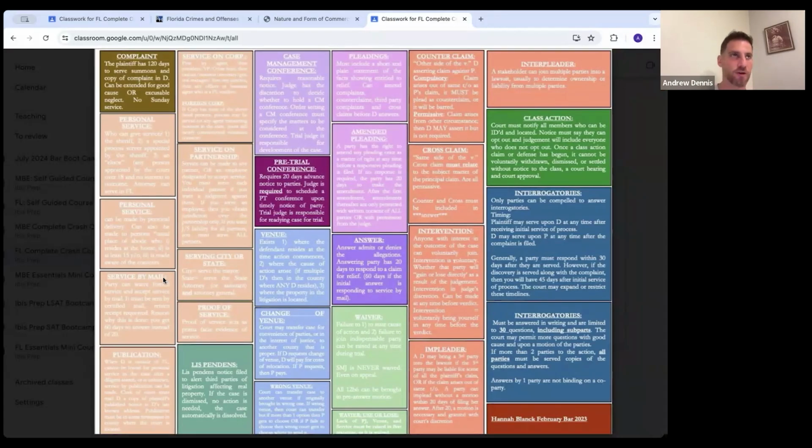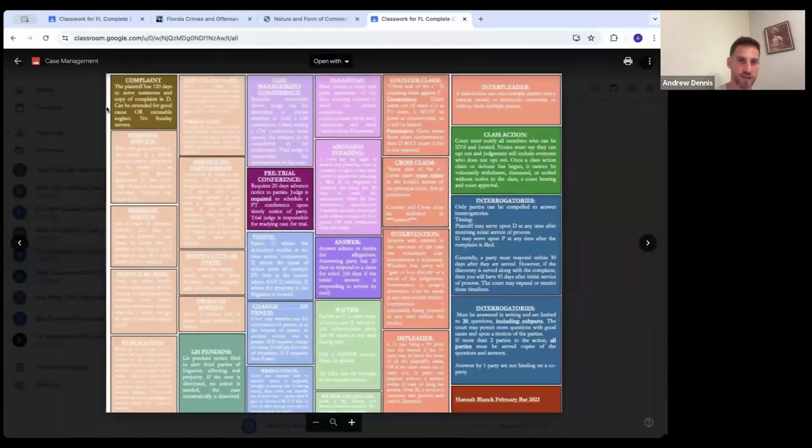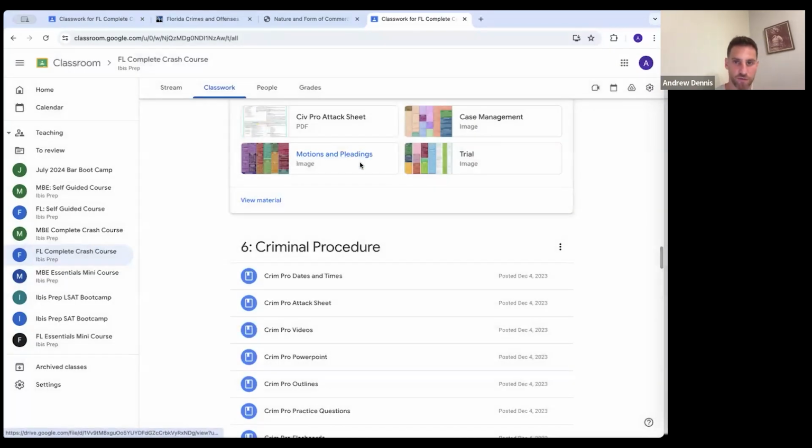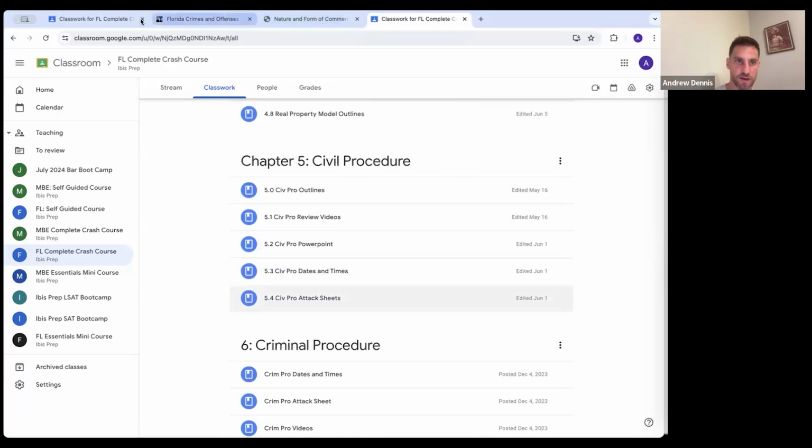Cross claims versus counterclaims. Counterclaims are against the V. So if it's A versus B, B counters against A. Cross claims are on the same side of the V. So it's A versus B and C. B would have a cross claim against C. These are some really good resources that we have. Remember, 120 days to serve the summons and complaint in Florida. 90 days in federal if you're taking the MBE.